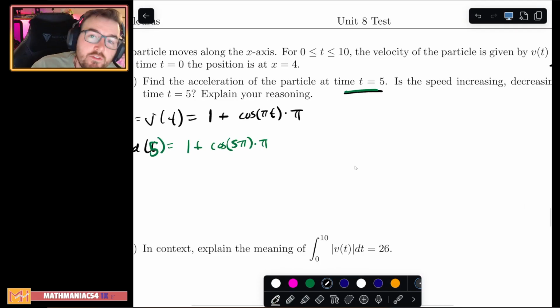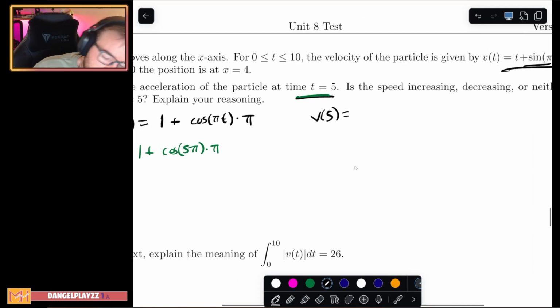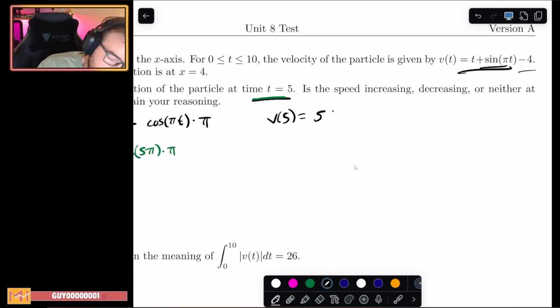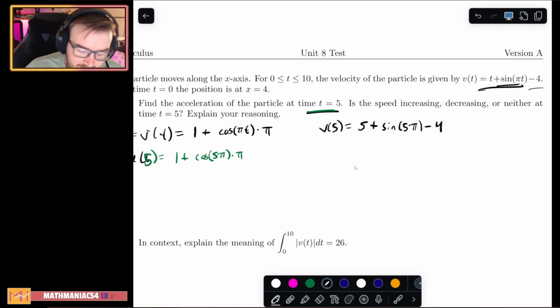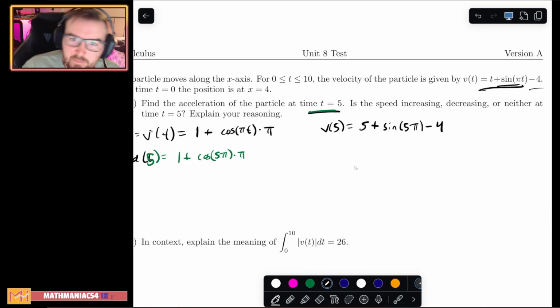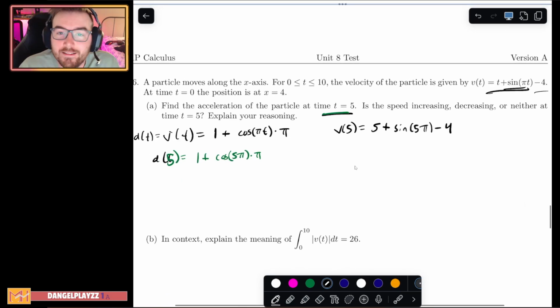Well, that comes down to the velocity. The velocity at the same moment is what? That. But does that mean anything to you? I don't know, right? You have to know your unit circle. You could just leave your answer like that, but now we need to decide, is the speed increasing, decreasing, or neither?